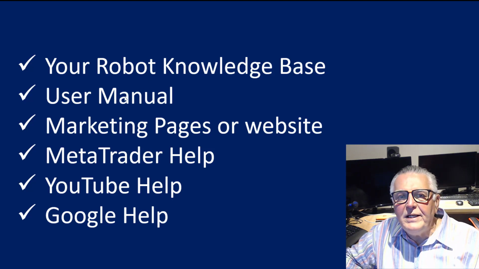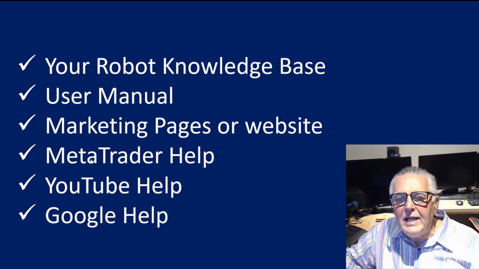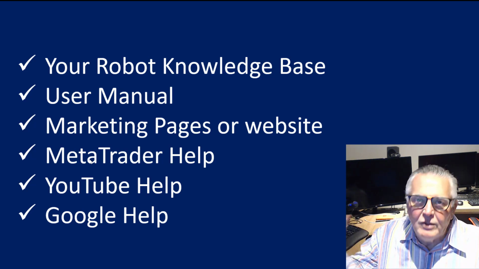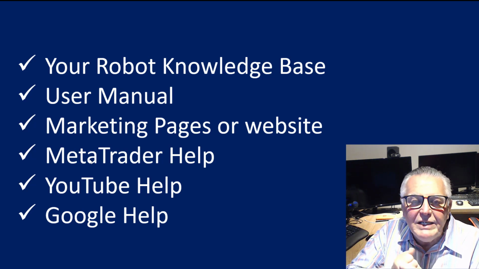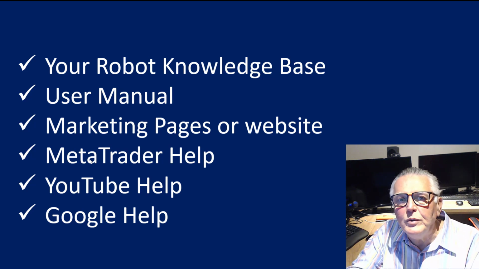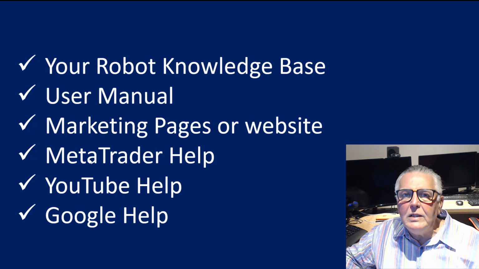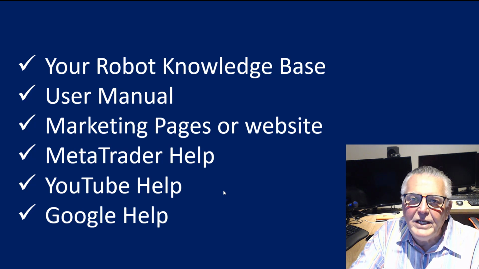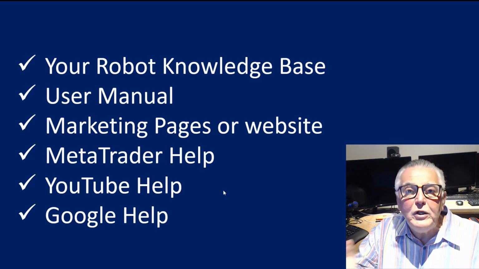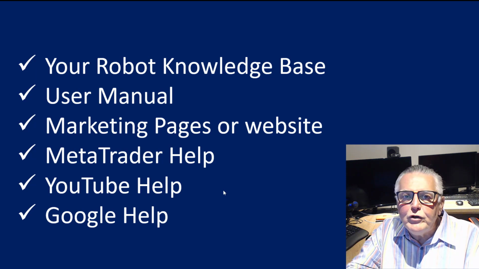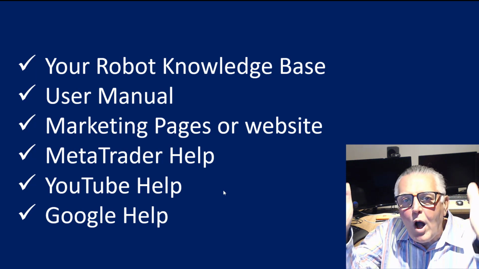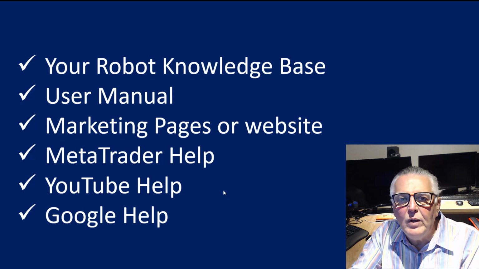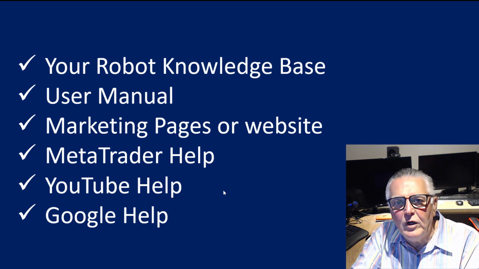Okay, so now we've covered the knowledge base, the user manual, the marketing page, and MetaTrader. And I can tell you now, that is just a mountain of information that a lot of people don't even know about or don't refer to when they've bought an EA. Now, the last two are the most common things that provide information, and that is a search on YouTube. If you don't know what a divergence is, go to YouTube, type in divergence, and you'll get a whole lot of videos explaining how divergences work and that type of thing. So YouTube is a fantastic source of knowledge.